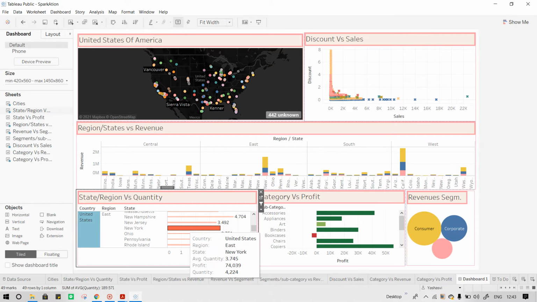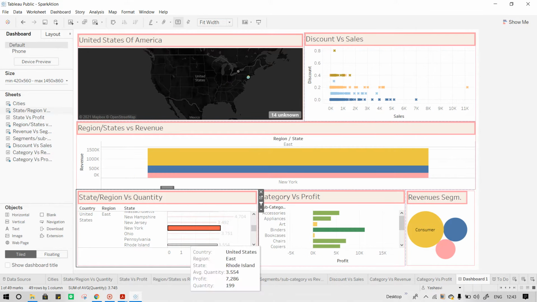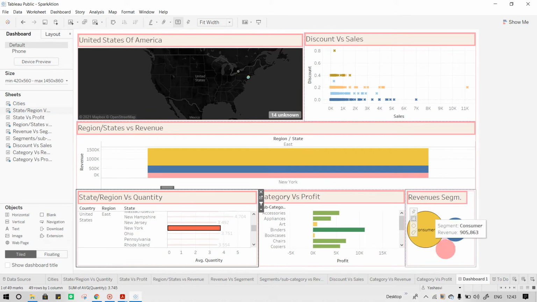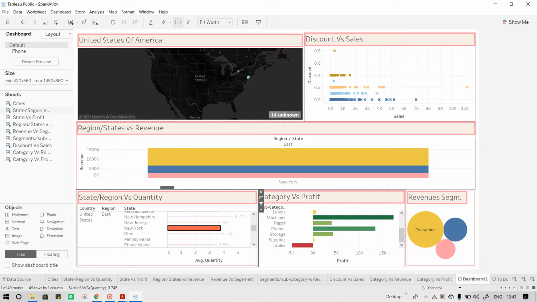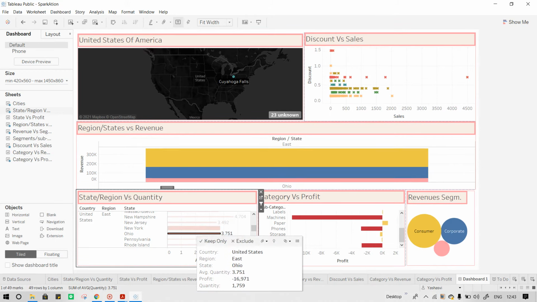To compare, we'll take an example of New York. We can see that in New York the consumer products are the highest consumed. So we can definitely work on home office, and we can even tell our sales team to work more on corporate and revenues. We can see that only tables has a negative profit, so we can remove this or look at the costing over it.